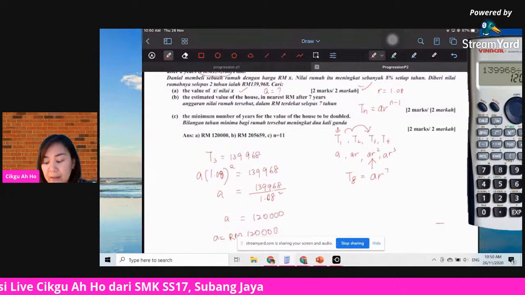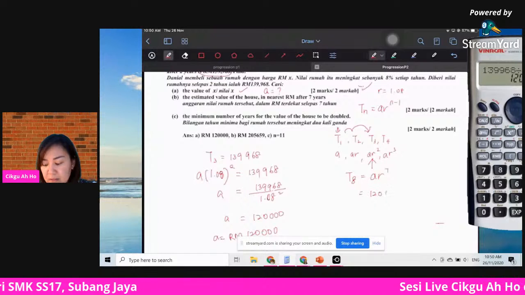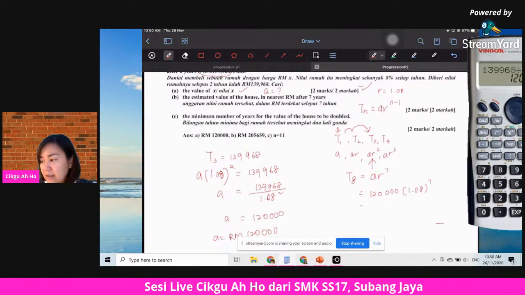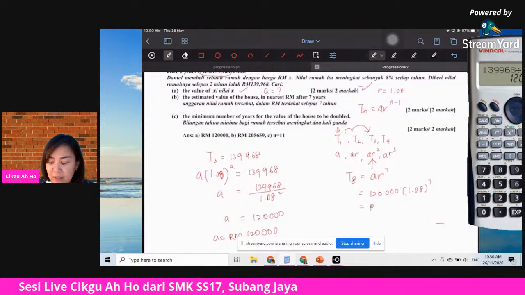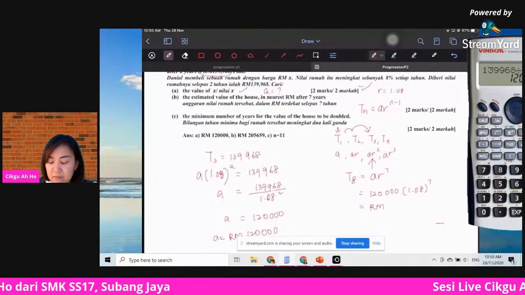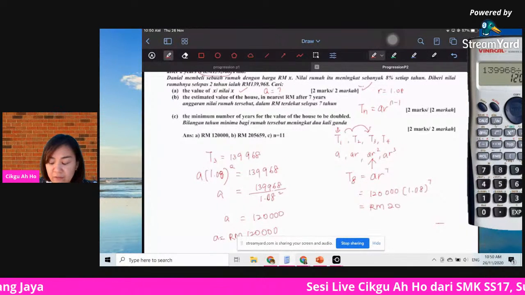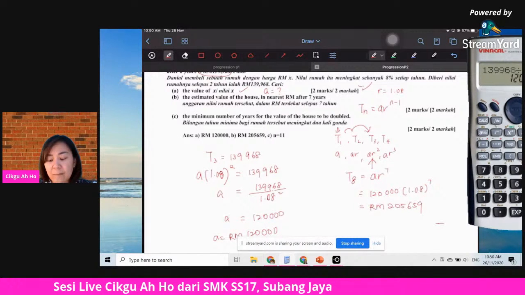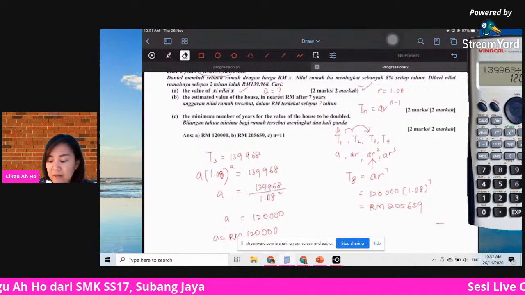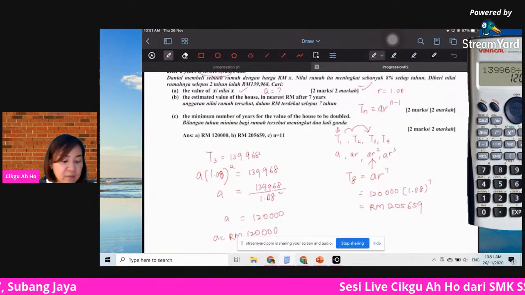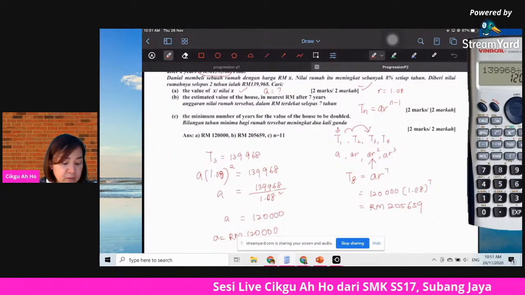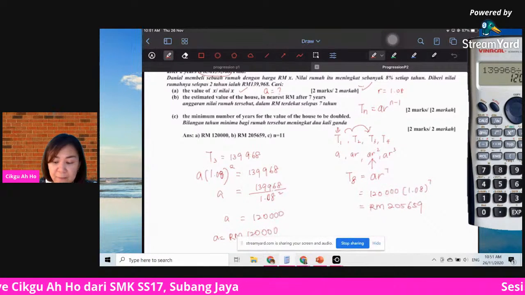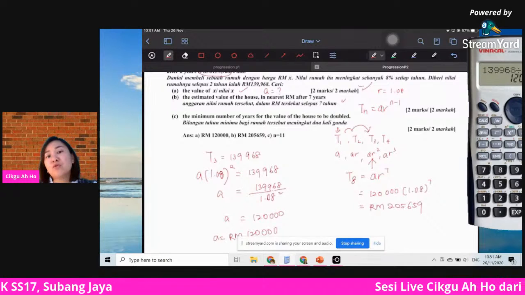Okay, so kamu dah dapat A. Tak ada masalah lah. Masukkan nilai saja. Substitute your value in 1.08 to the power 7. Just press your calculator. So you can direct to get the answer. RM205,659. Okay. So dapat jawapan terus dah. Tak susah kan? Hanya kamu kena faham konsep saja. Okey T8. Lepas tu kita jawab dah soalan bahagian B. So kita dapat lagi 2 markah. So kamu sudah dapat 4 markah.